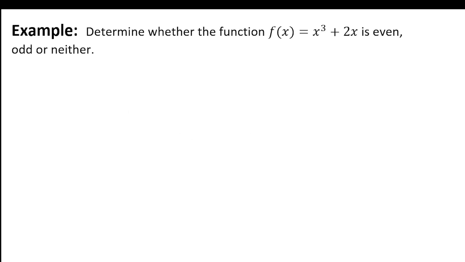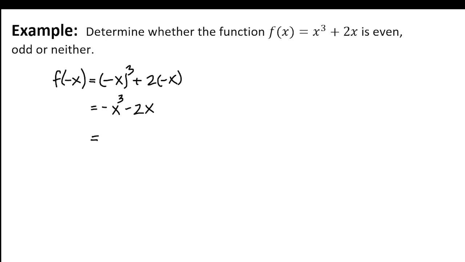In this example, I want to determine whether the function f of x equals x cubed plus 2x is even, odd, or neither. I begin by plugging in negative x instead of x. So I have negative x cubed plus 2 times negative x. So that's going to give me negative x cubed minus 2x. And I notice that actually is negative of x cubed plus 2x. So that's the opposite of f of x. F is an odd function.